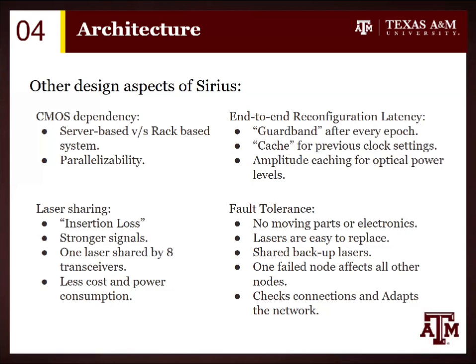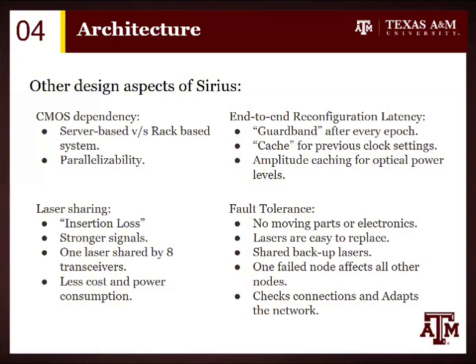Hence, it's very reliable. The lasers are more prone to failing, but they are easy to replace and backup lasers can be shared, which reduces cost. However, failures can still happen. In Sirius, since the traffic is spread out across all nodes, a failed rack can impact all nodes too, as their data also passes through the failed rack.